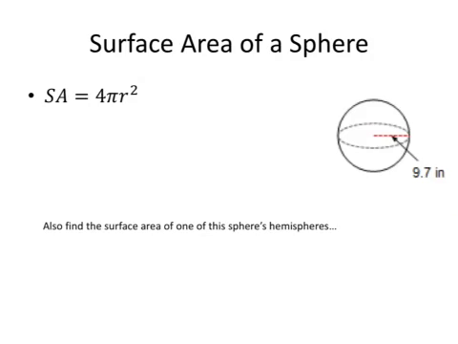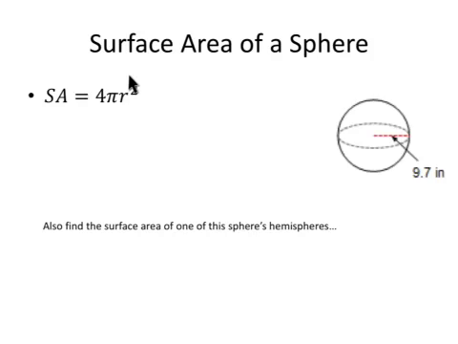Now let's talk about the surface area of a sphere. The equation for the surface area of a sphere is 4 times pi times the radius squared, so 4 pi r squared. How do you remember if it's r squared? Well, r is the only dimension, and surface area is a squared measurement, so r squared is what we use for our surface area.